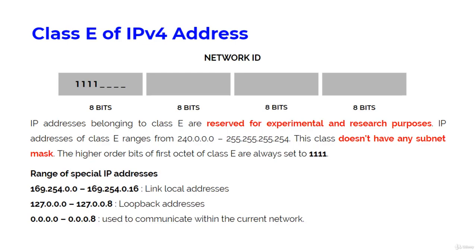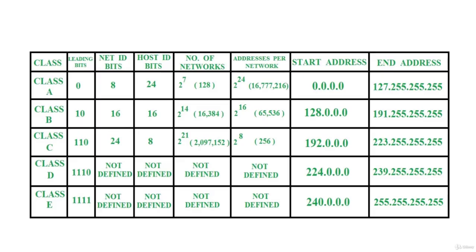So I hope you are clear with all the classes. If you are not clear, you can always rewatch the videos. So here is a quick recap. It's a quick table for classful IP addressing. As you can see, for class A, the address range is 0.0.0.0 to 127.255.255.255. In the same way, you have to remember this table. Class B starts from 128.0.0.0, class C starts from 192.0.0.0, and class D starts from 224.0.0.0.